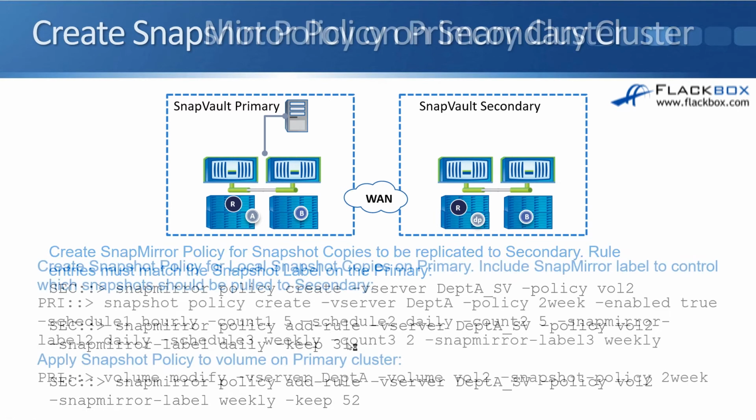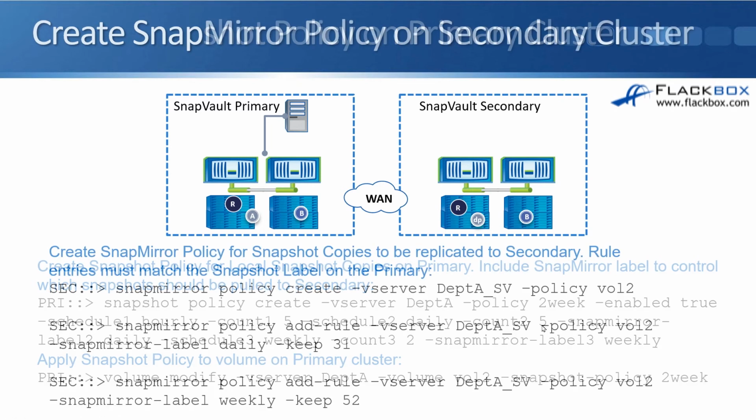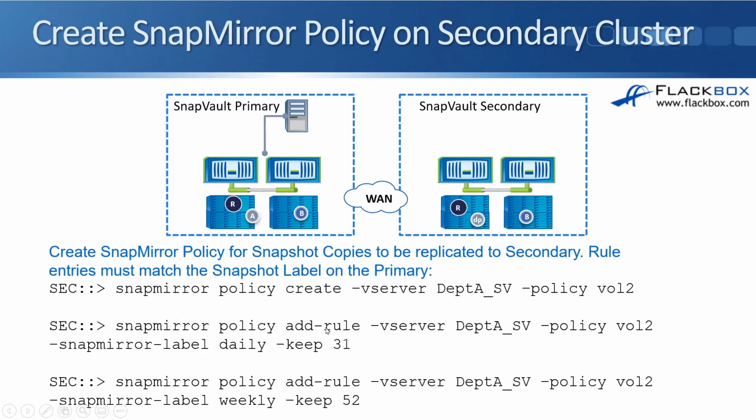So you saw on the source side for our dailies, we were going to keep 5 of those. On the destination side, because it's our long-term backup, we're going to keep 31 of those. So we're keeping more snapshots going further back in time on the SnapVault system.